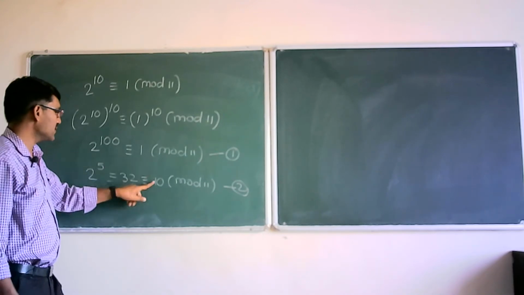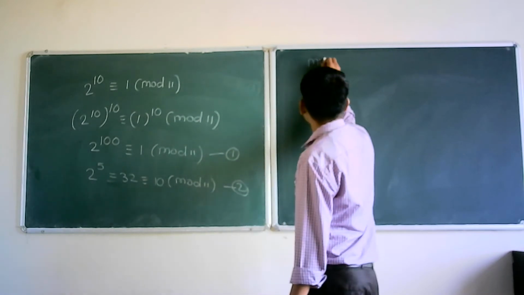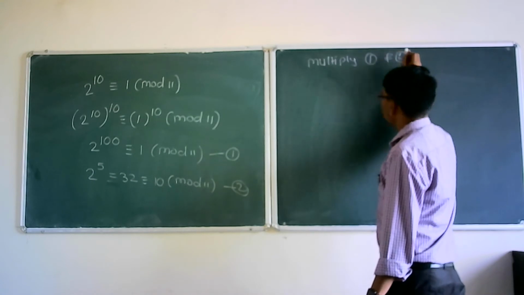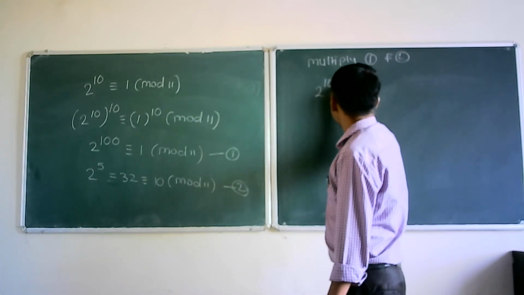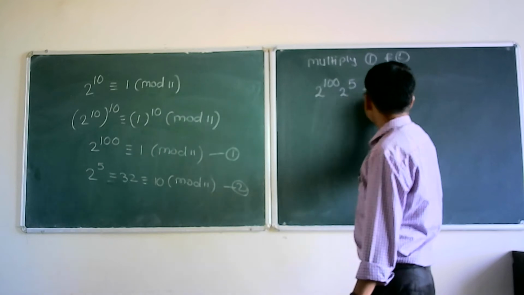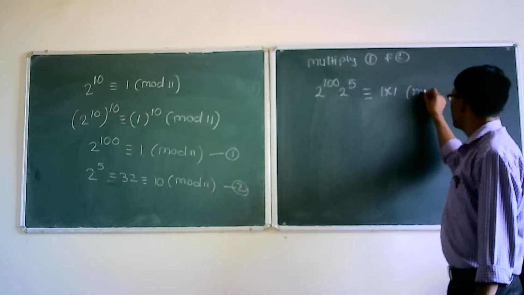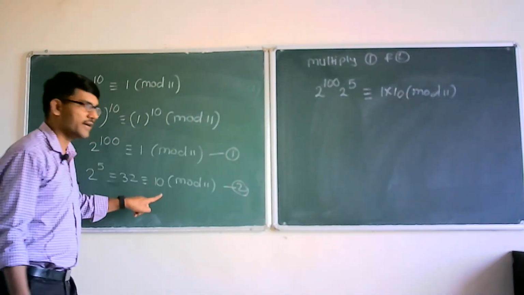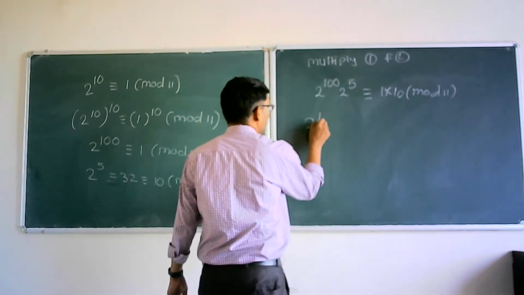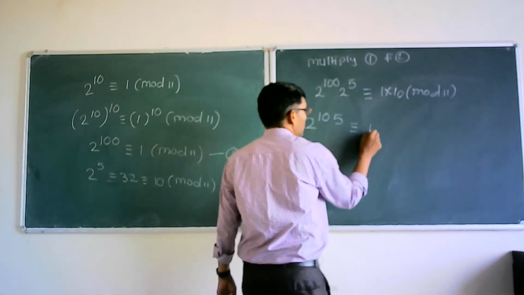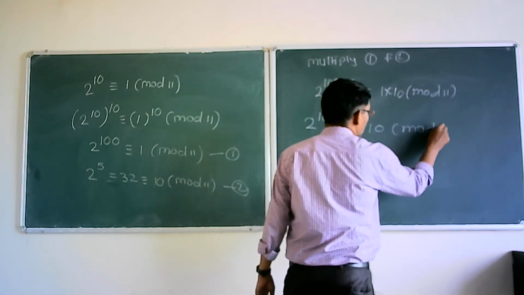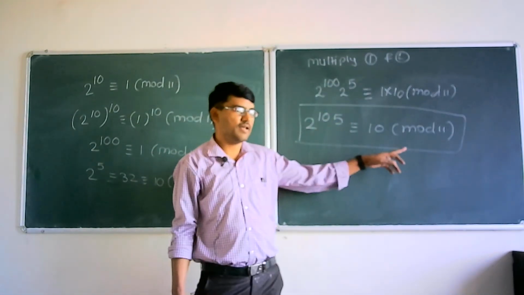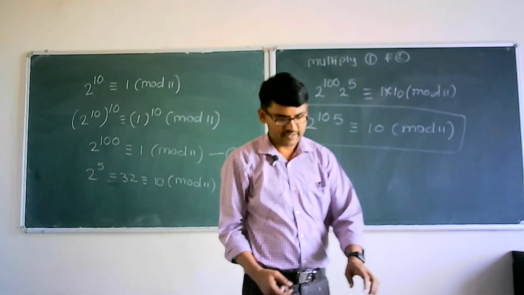सो या दोन इक्वेशनला जर तुम्ही मल्टिप्लाय केलं, multiply 1 and 2, we get 2 raised to 100 and 2 raised to 5 congruent to 1 into 1 mod 11. Sorry, 1 into 10 mod 11. इथे रिमाइंडर 1 है, इथे 10 है. So 2 raised to 105 is congruent to 10 mod 11. So if we divide this number by 11, the remainder is 10.